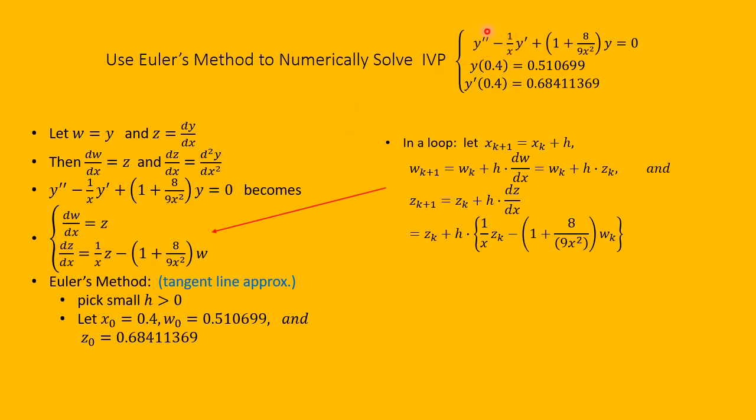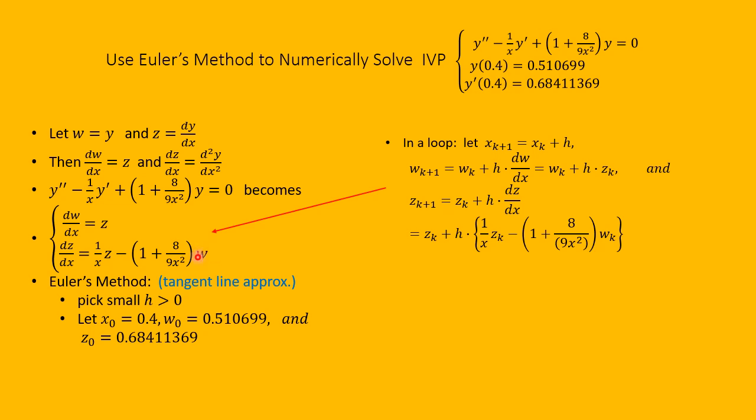If we solve this for y double prime in terms of the other stuff, we get y double prime is 1 over x times y prime plus this stuff times y, or minus this stuff from y. We're basically subtracting these two terms from both sides of the equation. But y double prime is the derivative of z with respect to x. That's what we had right here. So the derivative of z with respect to x is equal to 1 over x times y prime, which is z, minus this stuff, which is this, times y, which is w.